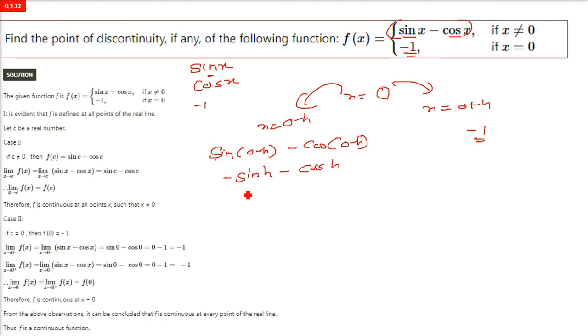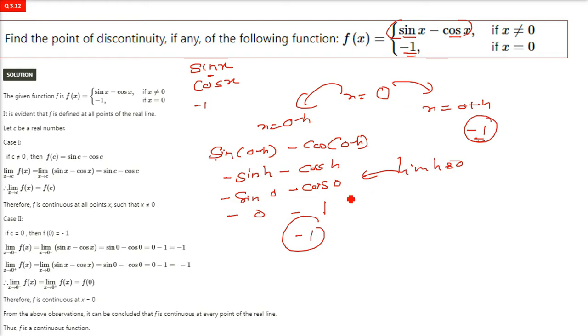What is this? Sine 0. I am applying the limit here. It is going to be sine 0 minus cos 0. Now cos 0 is 1, sine 0 is 0. So 0 minus 1 will be equal to -1. So -1, both the sides.